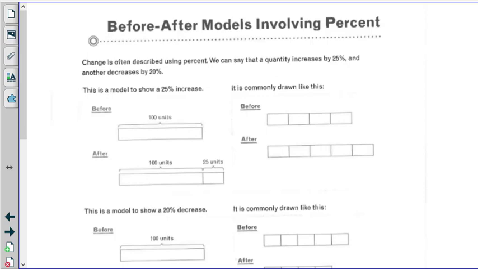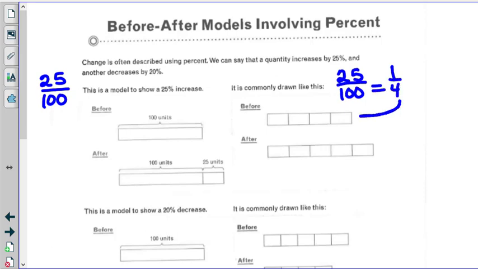This is a model to show 25% increase. So 25%, remember that that's 25 hundredths, right? So if we have 100 units, then we would add 25 more units to represent 25%. It can be drawn like this because we know that 25% or 25 over 100 is the same thing as 1/4. That's why it's cut into 4. So if we add another 25% on, we're going to add on another 1/4 there.